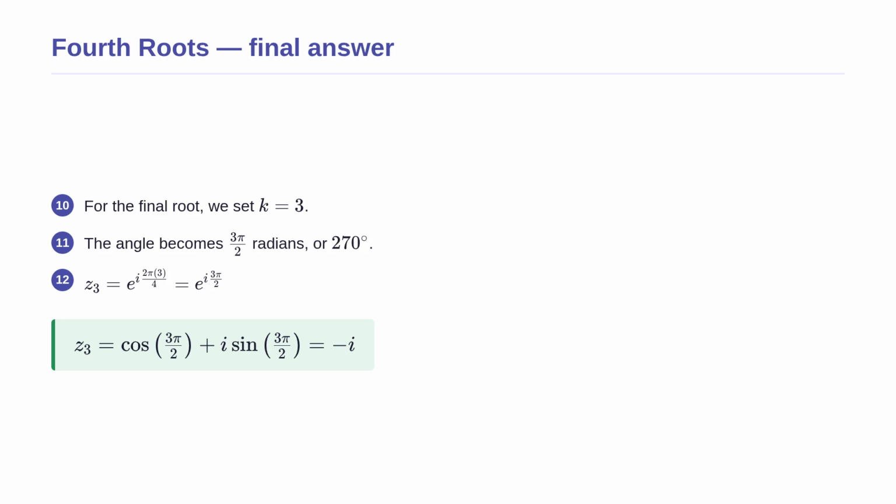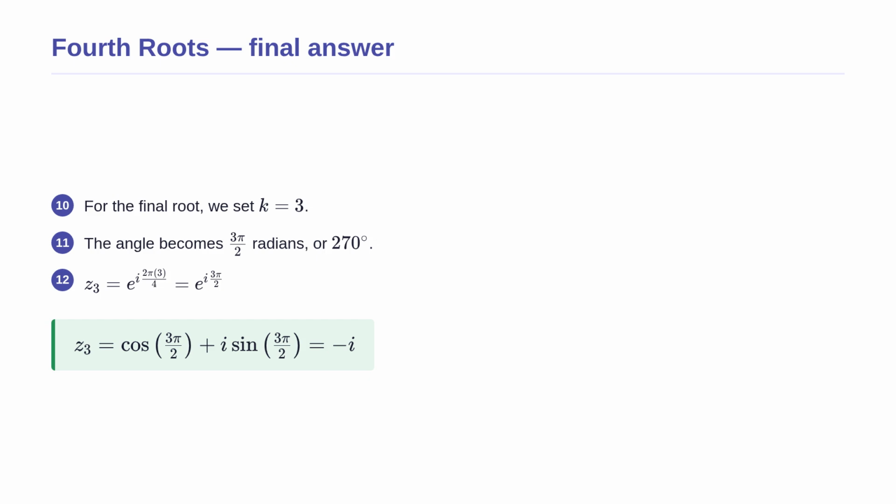We just need one more step to complete the shape. For our final root, we use k equals 3, which gives an angle of 3 pi over 2 radians. This is a 270-degree turn, pointing straight down to the bottom of the circle. The cosine here is 0 and the sine is -1. This gives us our final coordinate of -i.